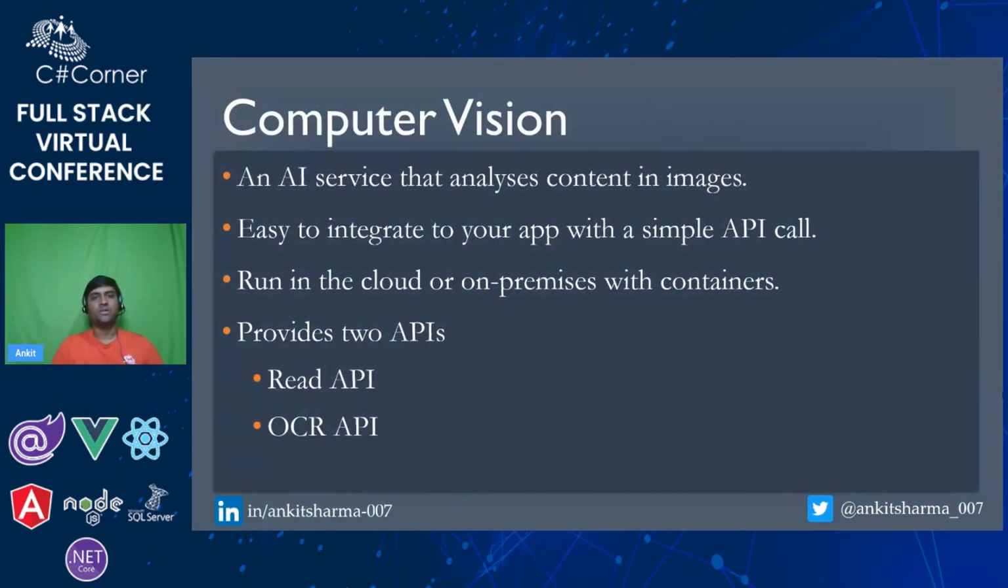First question is, what is computer vision? Computer vision is an AI service that analyzes content in the image. So as the name suggests vision, it analyzes the content of an image. It is very easy to integrate with the application with a very simple API call. It can run on cloud or on premise with a container such as Docker. The Azure Computer Vision provides two APIs, the Read API and the OCR API. Today we are going to use the OCR API.